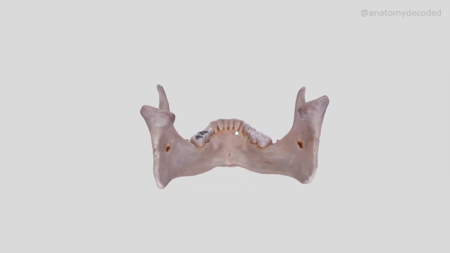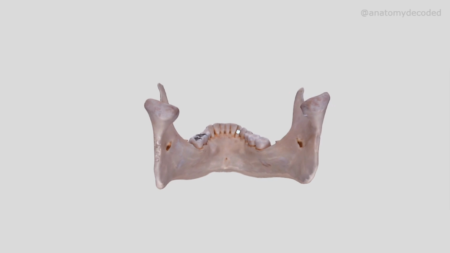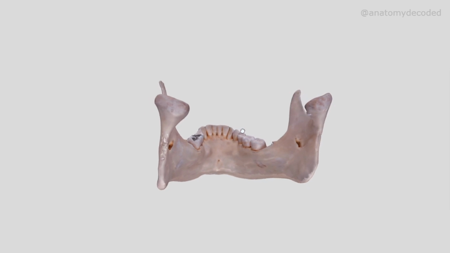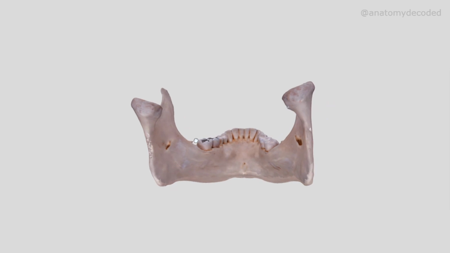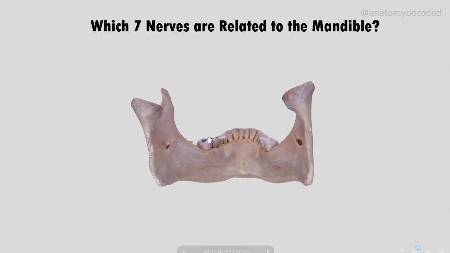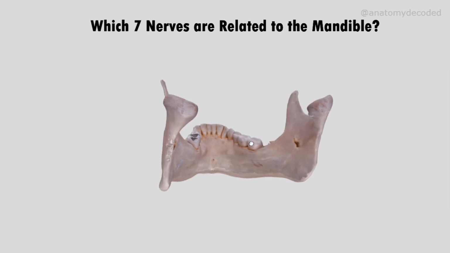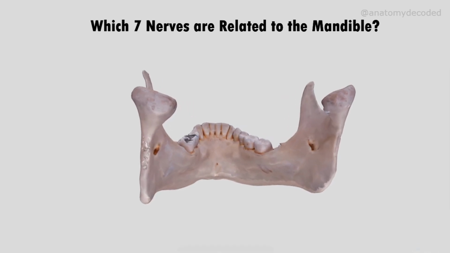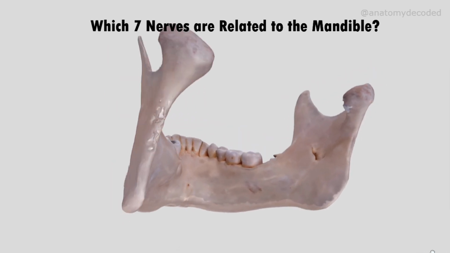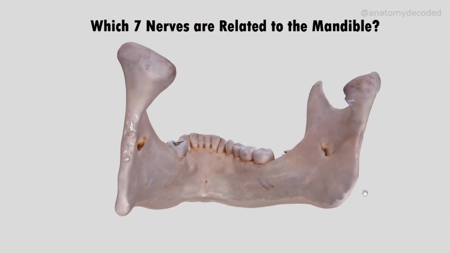Okay, and for nerves related with the mandible, total how many nerves are there which are directly attached or related to the mandible? There are 7 nerves. Okay, so how to remember all of them? So I'll give you basic tricks how to remember them. Okay, so please watch till the end.